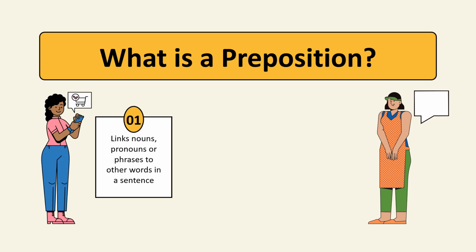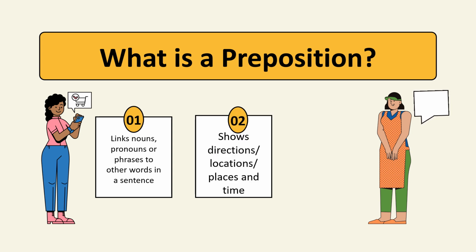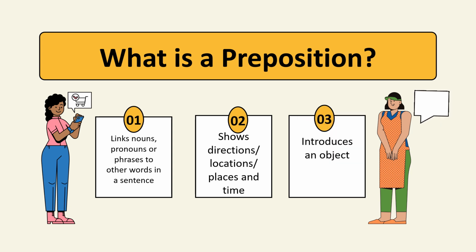A preposition is a word that links nouns, pronouns, or phrases to other words in a sentence. That means it tells the position of a noun, or it shows directions, locations, places, and time. It also introduces an object.